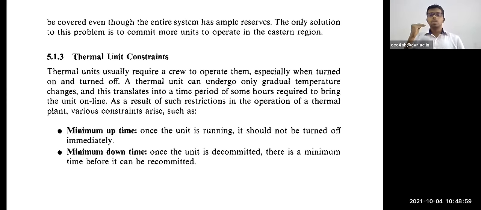So in thermal unit constraints, a thermal unit requires a crew. Crew means certain people. Say for example, as I already said, you can't run a thermal generating unit with some 10 people like that. The minimum requirement is 200 to 300 employees. I'm saying a maximum of 500 employees.